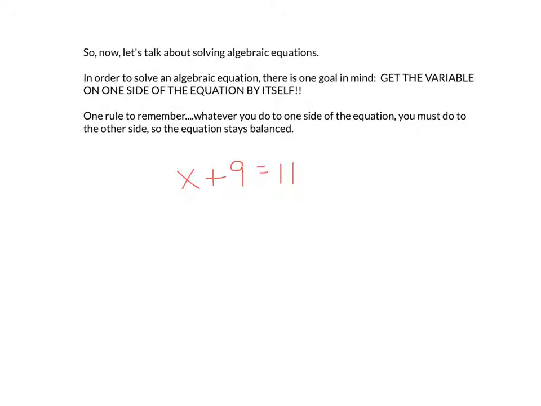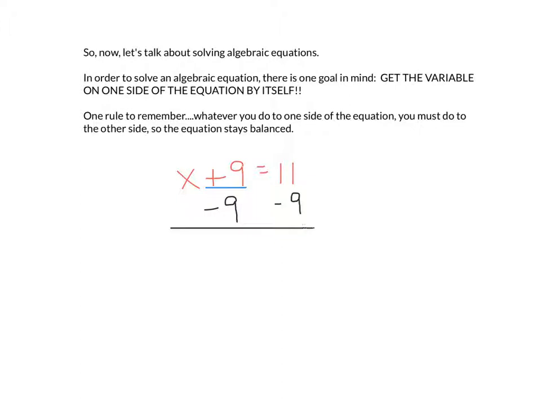Right now, I don't have the x, the variable, all by itself. I have plus 9. So what I'm going to do is subtract 9 from that left-hand side. If I subtract 9 from the left-hand side, I also have to subtract 9 from the right-hand side. And it's very important that you show this.